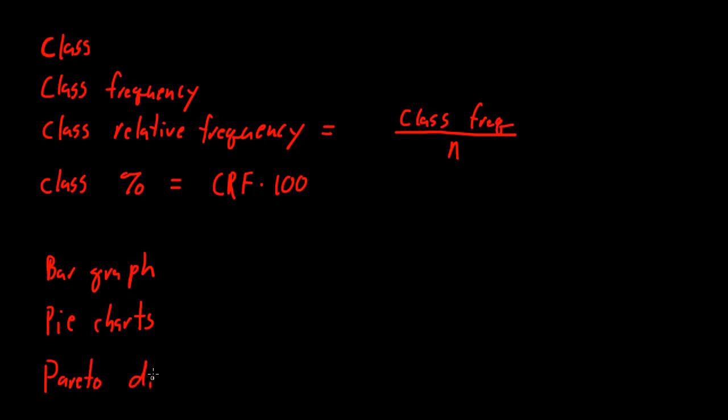And a Pareto diagram is the same as a bar graph. However, to make it a Pareto diagram, we just sort by bar height. So the ones with the largest proportion or the tallest bar is going to be on the left, and it's going to get progressively smaller as we move further and further to the right.